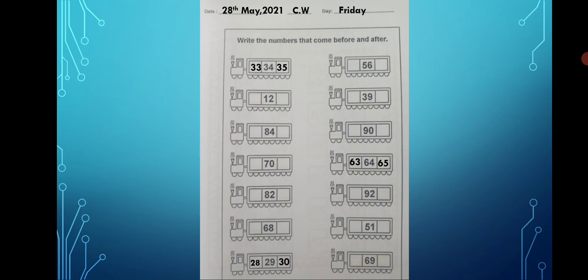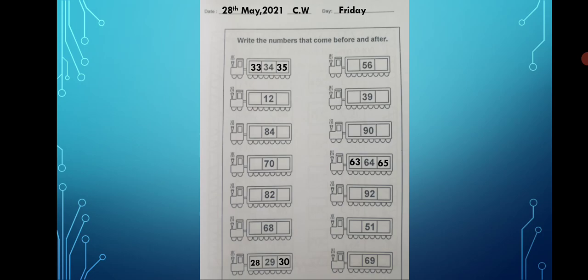Now hurry up, take out your maths school workbook. Write date and day on the top of the page. 28th May 2021 is the date. Classwork, and the day is Friday. Write the numbers that come before and after. Okay? So 34 is the middle number. You write the before. Before is 33 and after is 35.